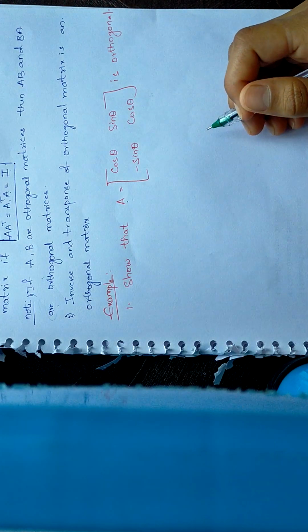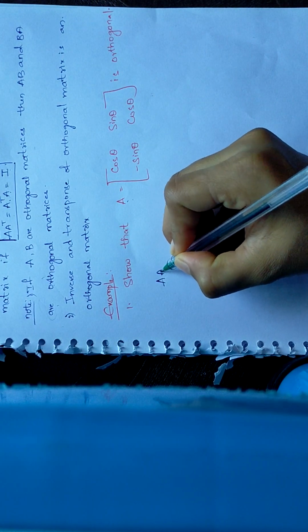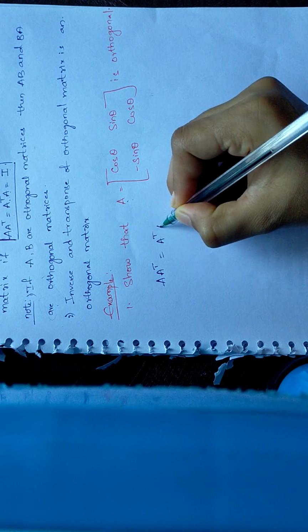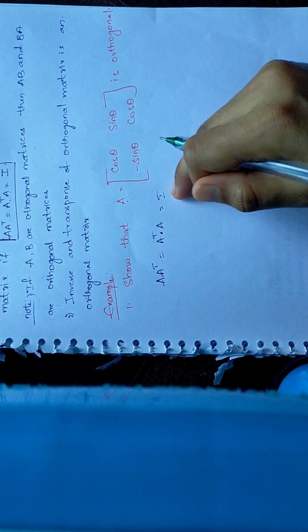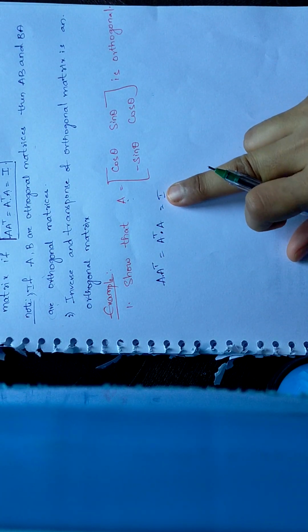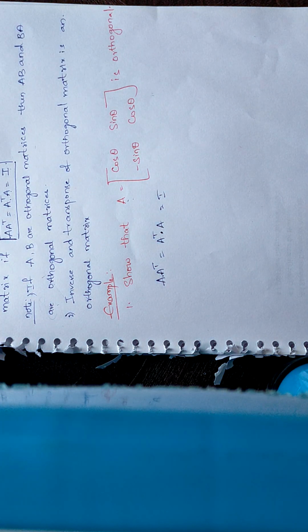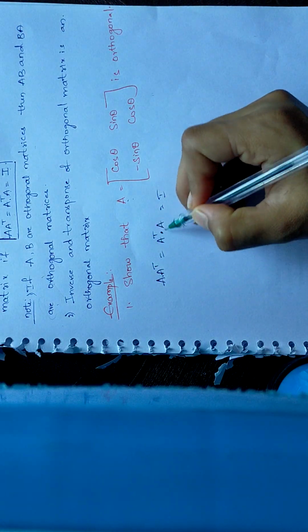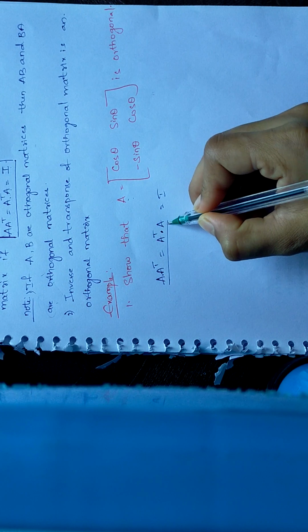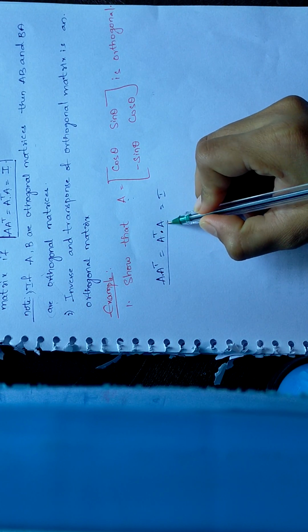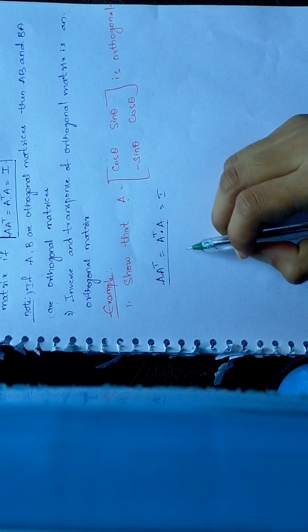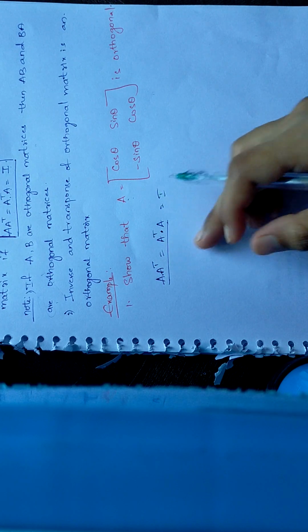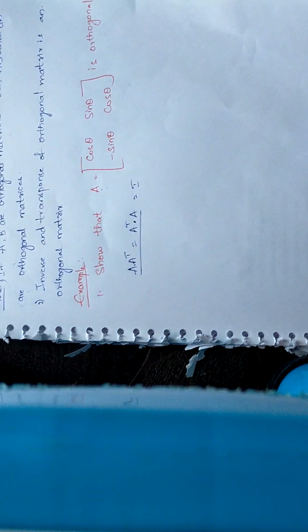Now how to solve this? We know that orthogonal matrix means A into A transpose, or A transpose into A, equal to I. It's just multiplication, right? If we prove that the result is I, then the particular matrix is said to be an orthogonal matrix. Now we can find A into A transpose or A transpose into A. Again, we have properties of the transpose, which I have already mentioned: A into A transpose equals A transpose into A. So we are using that here again. That is why you have to remember all the properties and conclusions of the theorems.